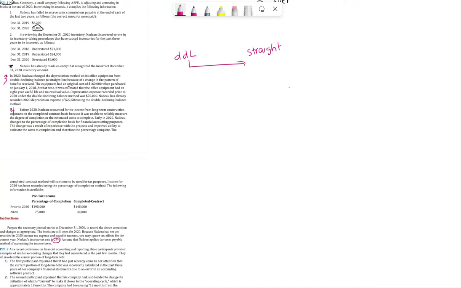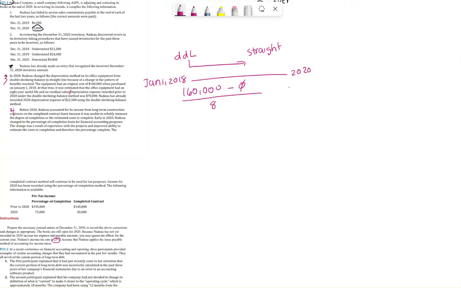The equipment had an original cost. So the cost of the equipment was 160,000 when it was purchased. When did we purchase it? January 1st, 2018. We are in 2020, so we know where we are and where we're going. At the time, it was estimated the office equipment had an 8-year useful life and no residual value. So the cost was that, no residual value, and the life was 8 years.